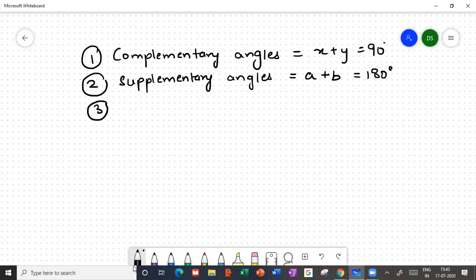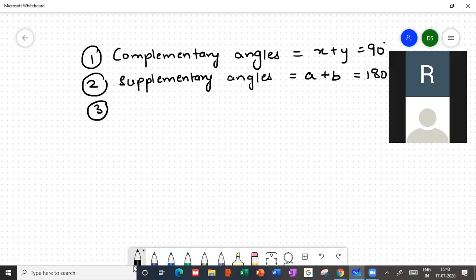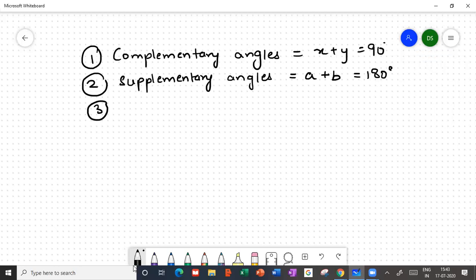Next will be corresponding angles. If a transversal intersects two parallel lines, then corresponding angles are equal. You can write this down. It will be intersects, not bisects, because we don't know if it divides it into half or not.